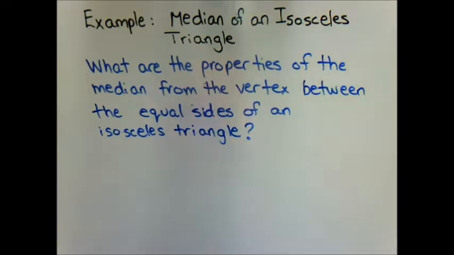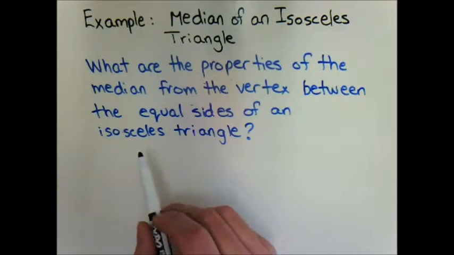This unit, we're going to spend a lot of time using our critical thinking skills to identify properties and characteristics of geometric figures. So in this example, we have an isosceles triangle, and we're talking about the median of an isosceles triangle. The question is, what are the properties of the median from the vertex between the equal sides of an isosceles triangle? And it sounds like we have a lot going on there, but it's really quite straightforward.